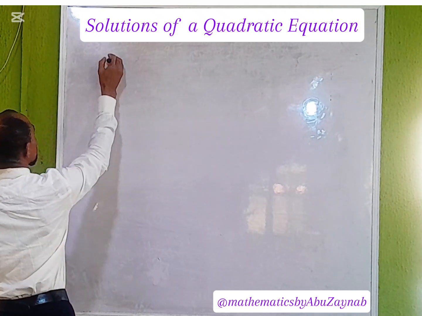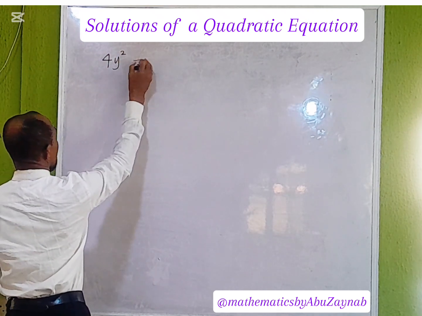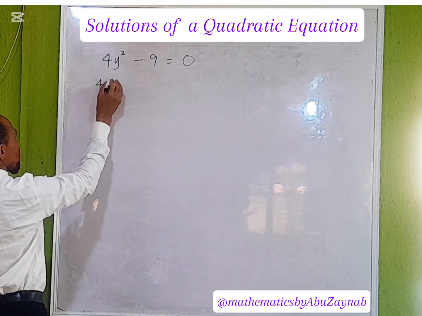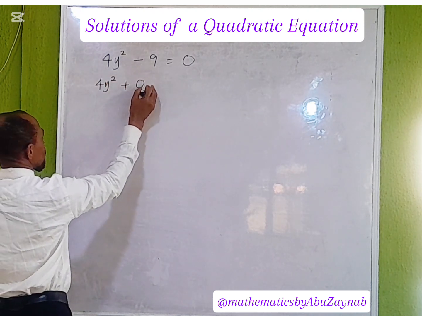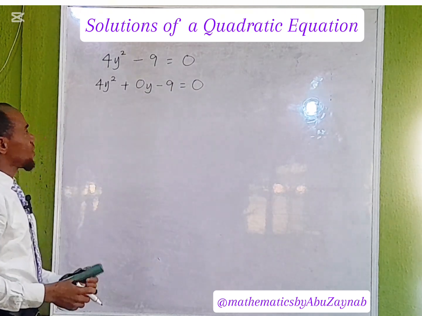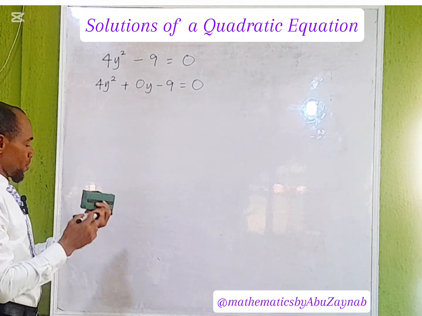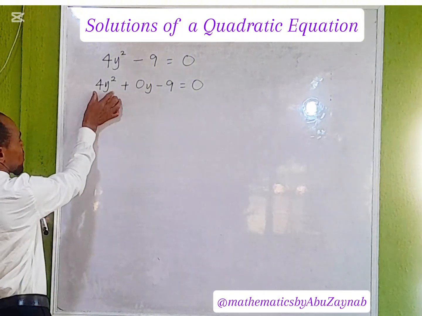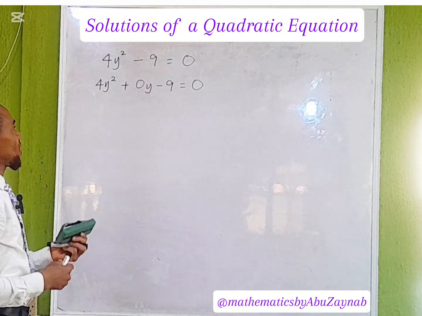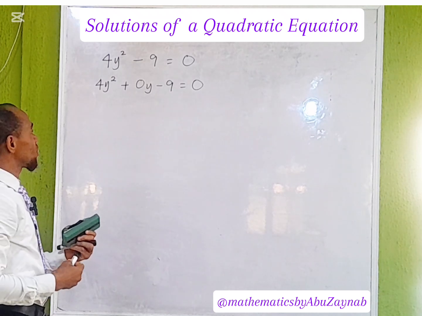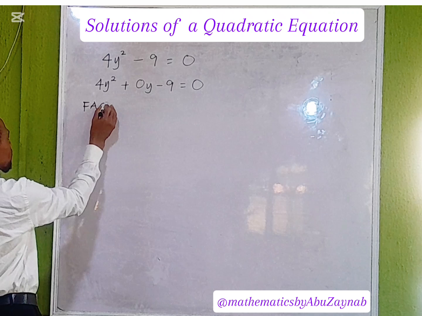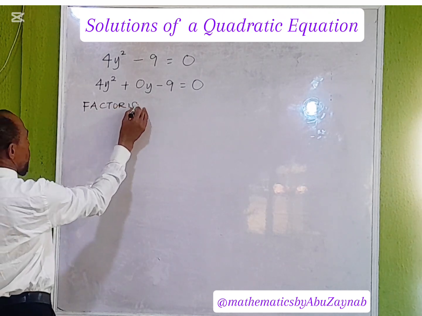The standard form has to be such that the three parts are involved. That is, we have 4y squared plus 0y minus 9 equals 0. This is the full question in the standard form. Because in the standard form, we've got the y squared part, we've got the y part, and we have the constant. It's only here we can now go ahead without any issues whatsoever. So if you have to solve this by factorization method, how do we go by it?